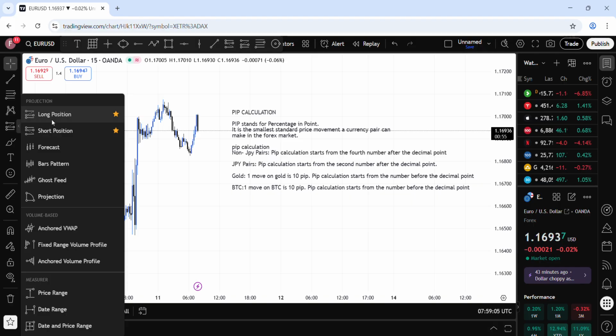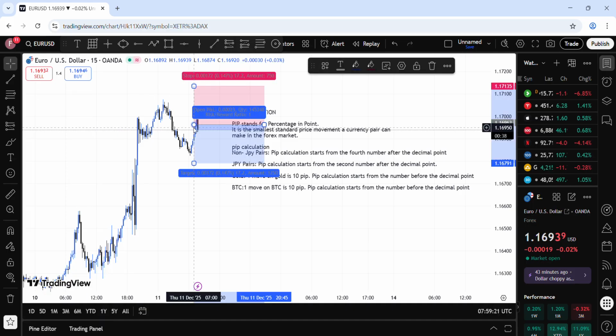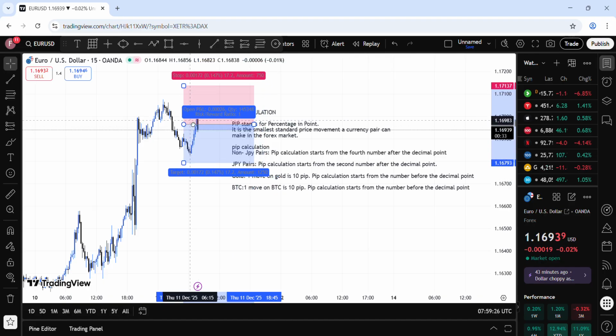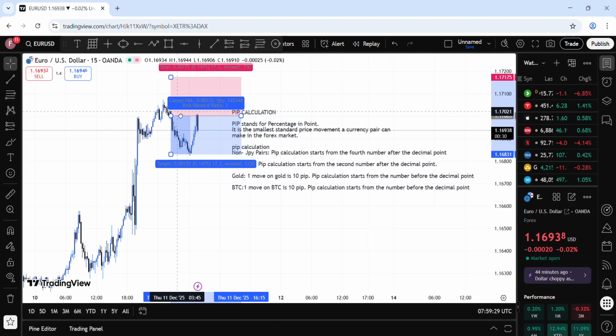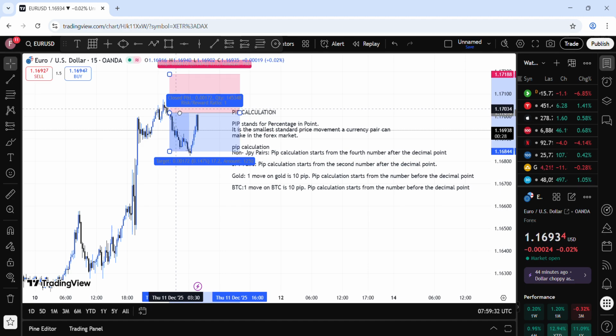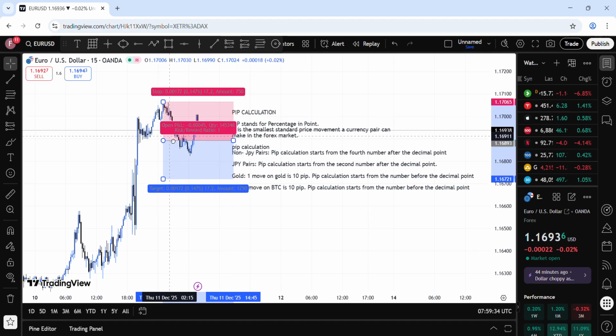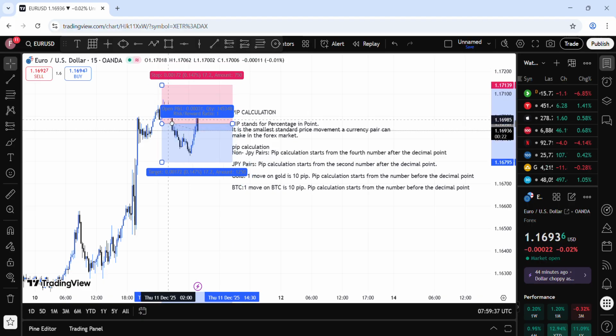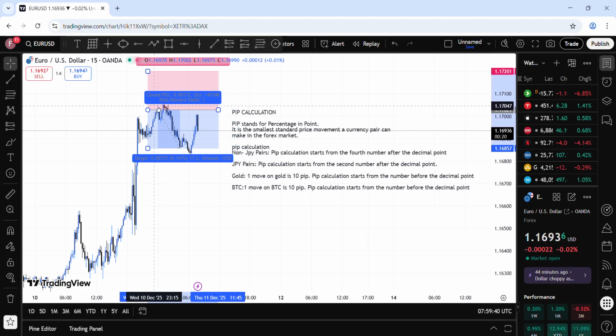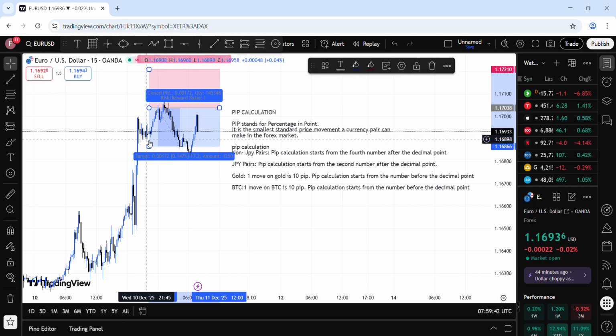The long position is for when you want to buy. You use the long position when you want to buy. The short position is used when you want to sell. Do you understand me? So now let's use the short position tool. Let's place it here.